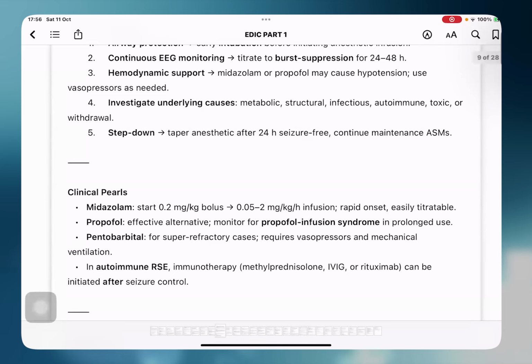It requires vasopressors, mechanical ventilation, and continuous EEG monitoring is mandatory if you are starting the patient on pentobarbital. If it is an autoimmune kind of refractory status epilepticus, then yes, immunotherapy, for example, methylprednisolone or IVIG or rituximab may be required, but after seizure control. Even if it is a cerebritis, you do it after controlling the seizures. Is that okay? Clear? So your intervention has to be based on the diagnosis. The diagnosis is refractory status epilepticus, treat it as it is. Okay?